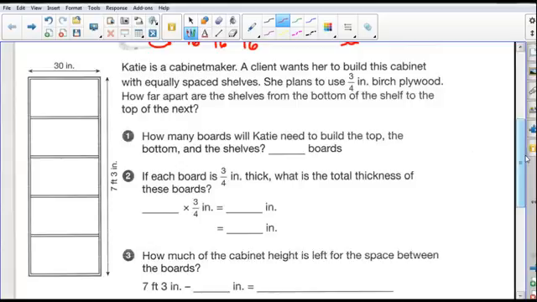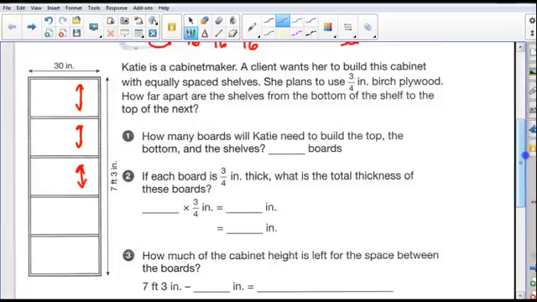Let's do a problem. Katie is a cabinet maker. A client wants her to build this cabinet with equally spaced shelves. In other words, she wants the spaces in between here to be all the same. She plans to use 3/4 inch birch plywood. So how far apart are the shelves from the bottom of the shelf to the top of the next?